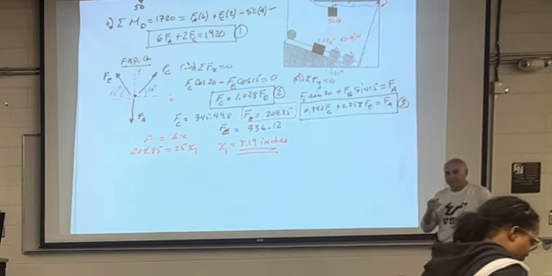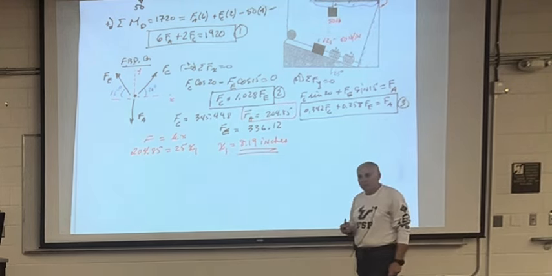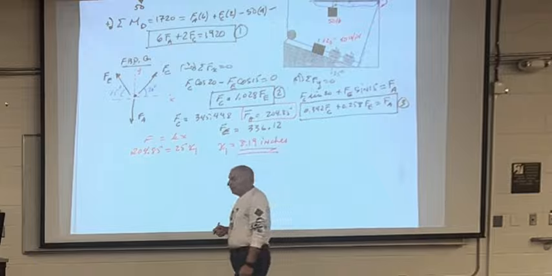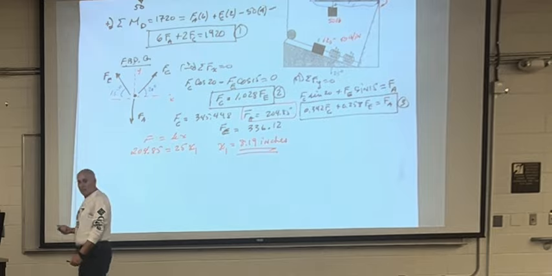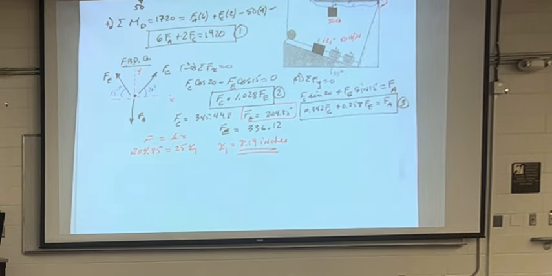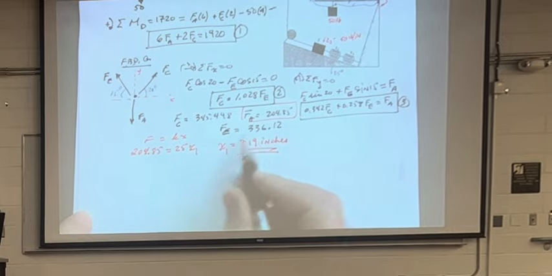Are you taking off points on the test if you don't write units? I usually don't take off points for not writing units, but if I see you get something different than this, it's because you didn't convert properly. I will take off for that. Okay?